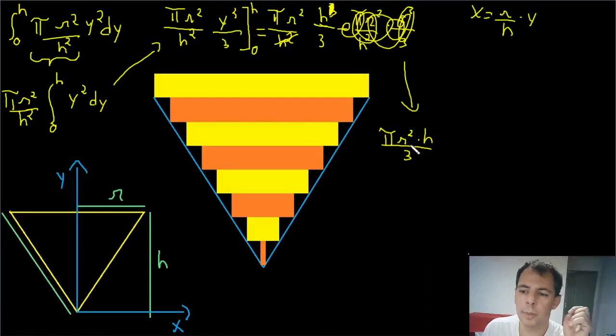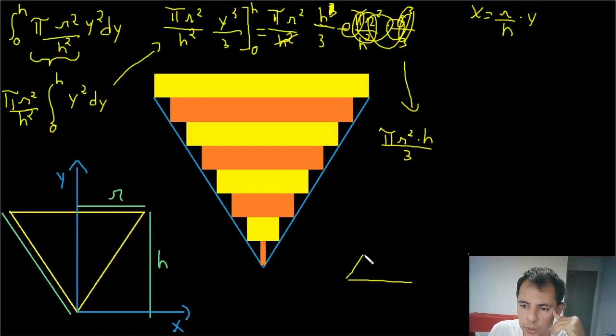There's something peculiar about this. Whenever you start with something big here and it gets linearly smaller as it goes up, or if it's upside down, it linearly grows, because this side is linear.